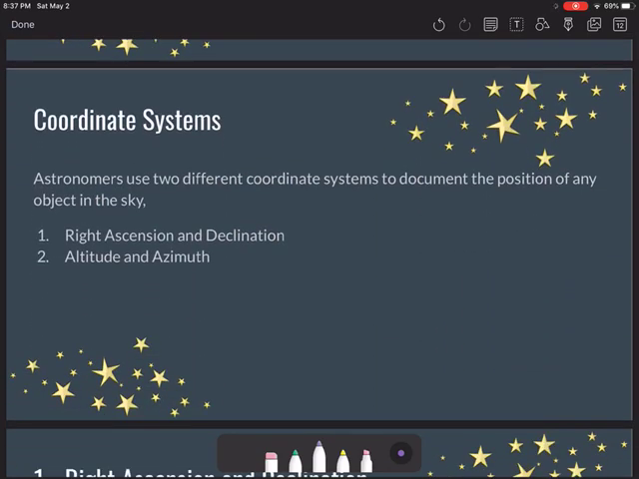Alrighty, so when we are documenting our observations, there are two different coordinate systems that we can use, or at least the most commonly used ones. The first one is the right ascension and declination, and the other one is using altitude and azimuth. We're going to describe a little bit about both of them, but we're really going to focus on altitude and azimuth, because that's the one that's a little bit easier to understand and something that we could actually use ourselves when referring to different objects in the sky, or even objects here on Earth too.